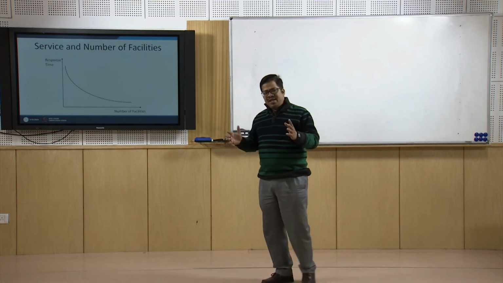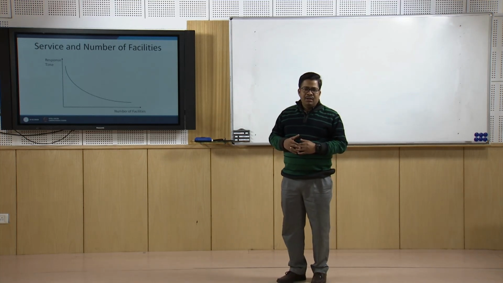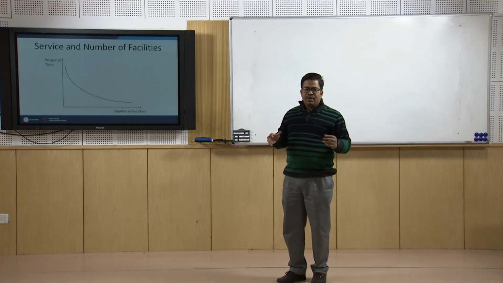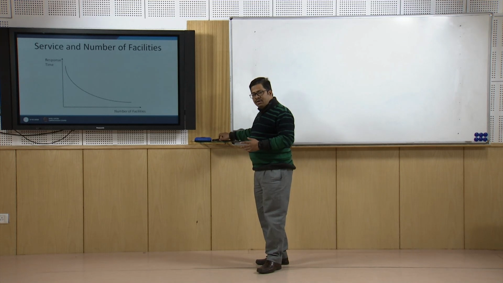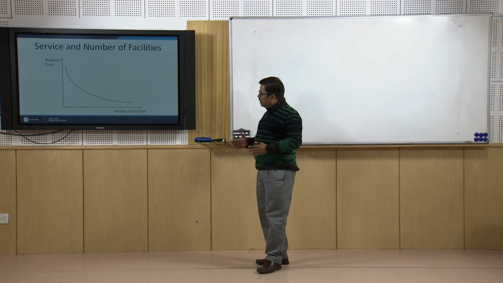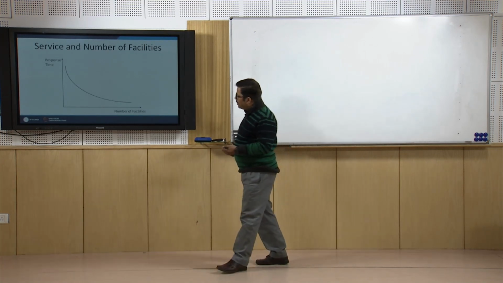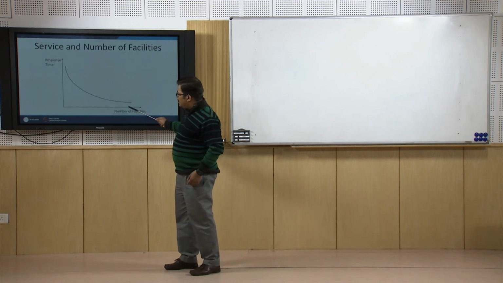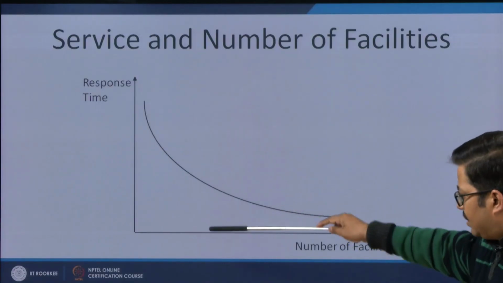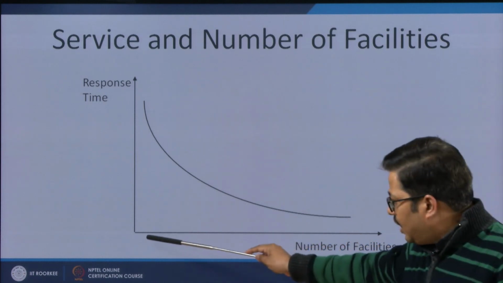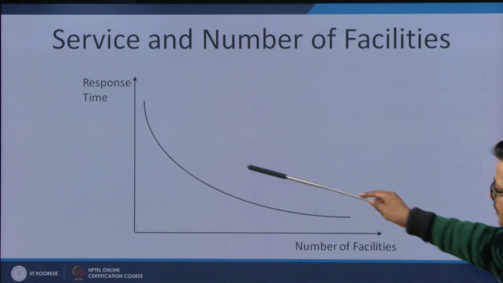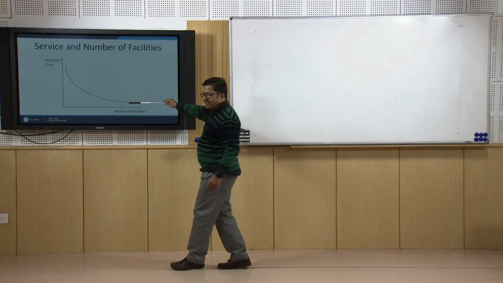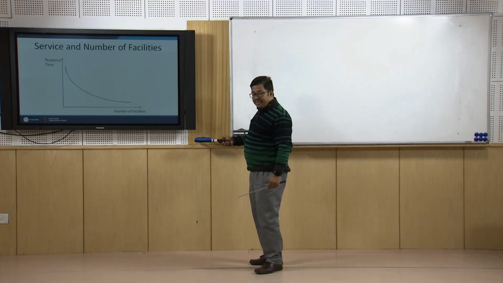We discussed various factors which are responsible for taking network decisions, and in our last session we also discussed how response time and number of facilities are related. We discussed that if we have more facilities, the response time will decrease. As we go from left to right on the x axis, we are increasing the number of facilities, so our response time starts decreasing. So, we already discussed this in our last session.